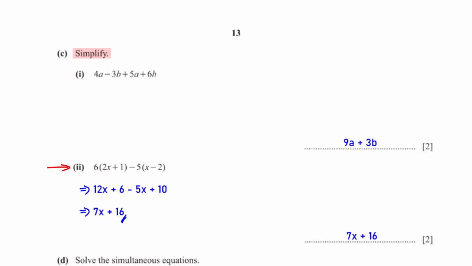Simplify 6 times 2x plus 1 minus 5 times x minus 2. When we expand the brackets, 6 times 2x is 12x, 6 times 1 is 6, minus 5 times x is minus 5x, minus 5 times minus 2 is 10. When we group like terms, 12x minus 5x is 7x, 6 plus 10 is 16, so we have 7x plus 16.